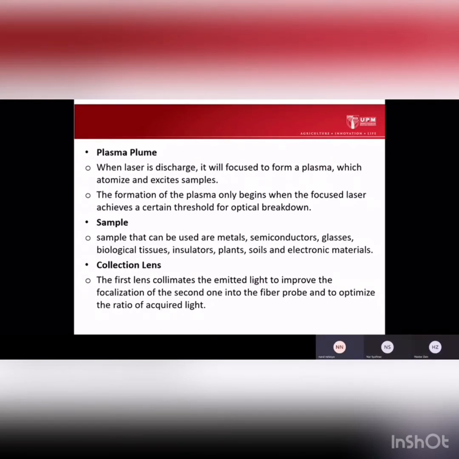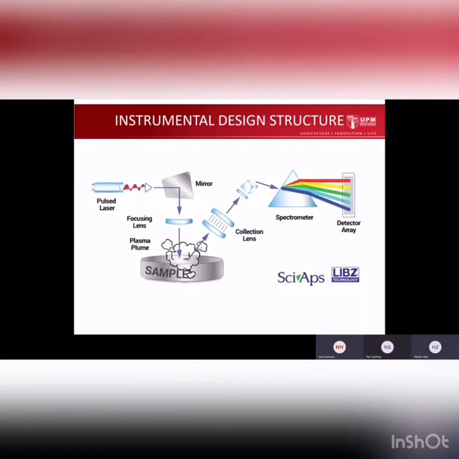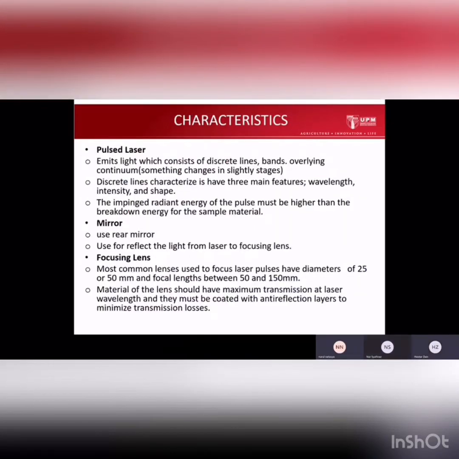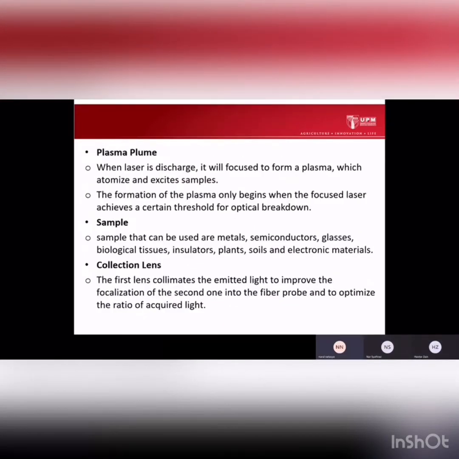Okay, for the collection lens, let's go back to the previous slide. Okay, this is the collection lens. We have the primary and secondary. The first lens collimates the emitted light to improve the focalization of the second one into the fiber probe and to optimize the ratio of the required light.